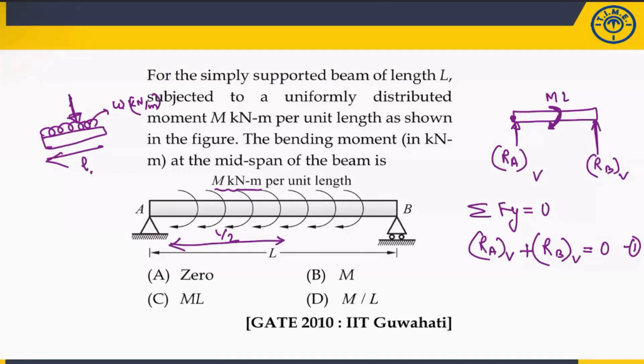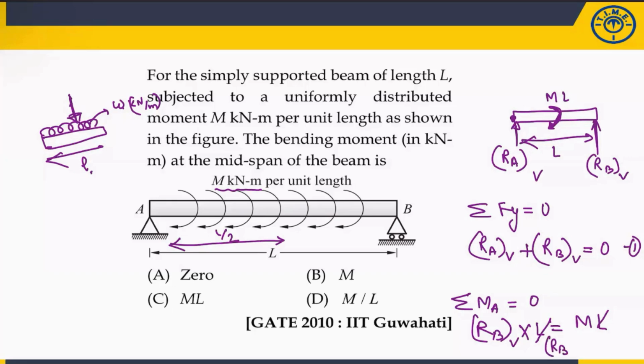Now if you take the moment about A point, summation of moment about A point is 0. How much you will get? This length is L. So can I write RBV into L is equal to m into L? So L will cancel out. How much you will get as RB? So RB value you are getting as M. So if RB is M, can I say RA is minus M? Minus M.